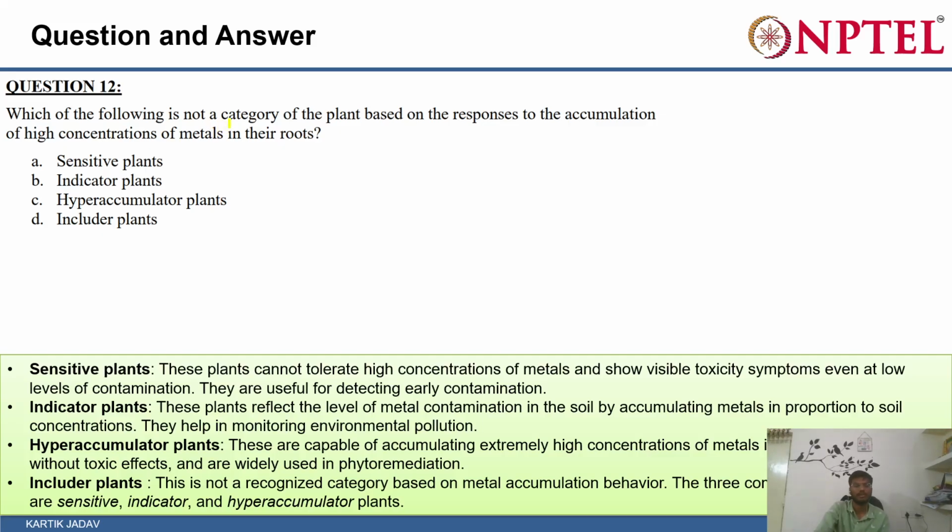So this question we have already, this concept we have talked about. Here they are asking for the category that is not related to the plant based on a response of accumulation of high concentration of metals in their root. The answer is includer plant, right? Because includer plant does not recognize category based on metal accumulation behavior, while these others are based on the accumulation of metals behavior.